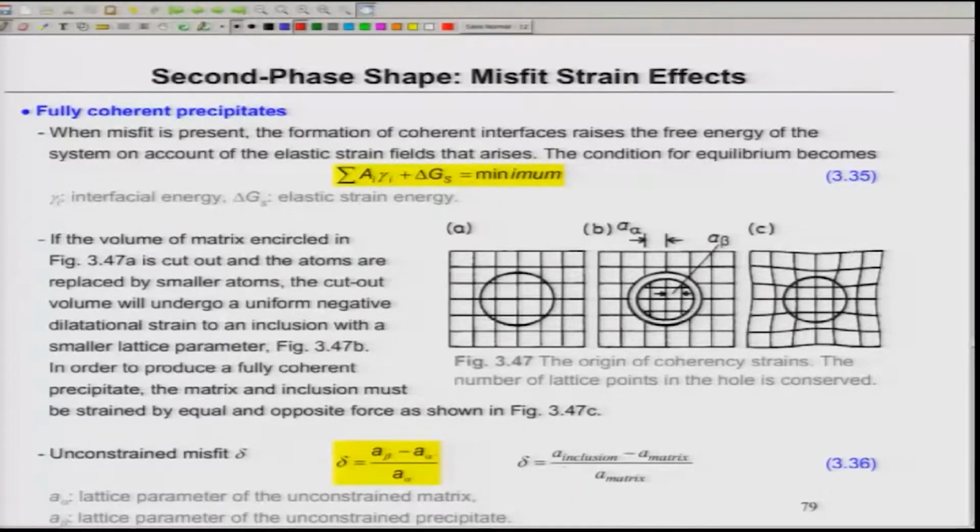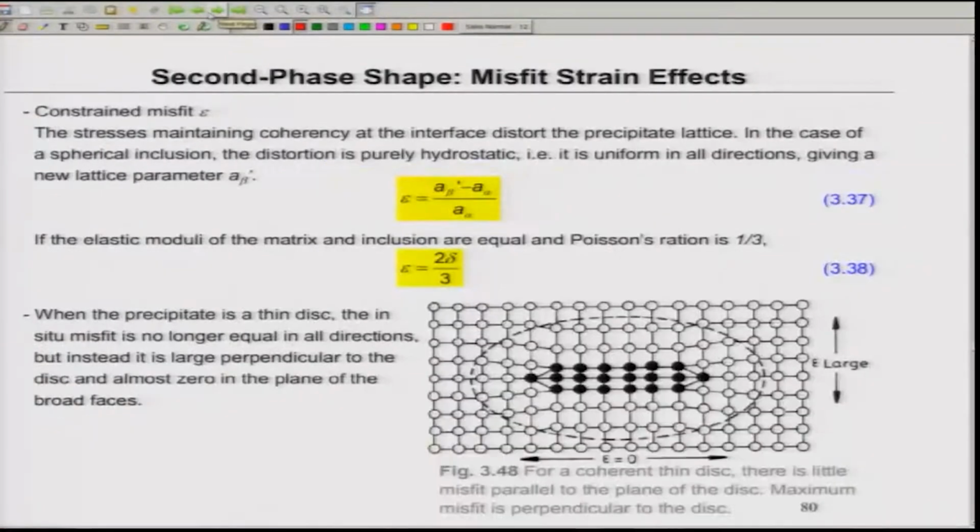Okay, R is basically A inclusion minus A matrix by A matrix. That is the way we define the misfit that we have already discussed. Now, if I look at it very carefully, what is this constant misfit epsilon, which we are talking about? That is basically nothing but a strain. So, the strains maintaining this coherency of the interface will distort the precipitate lattice.